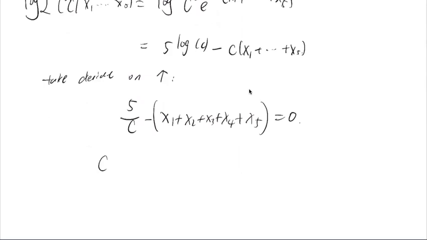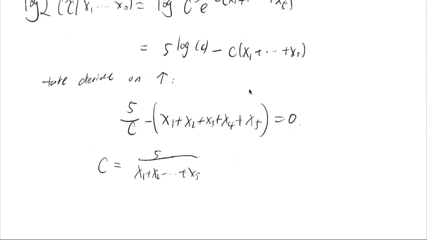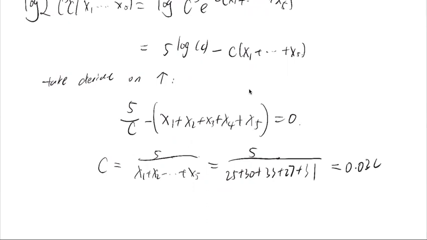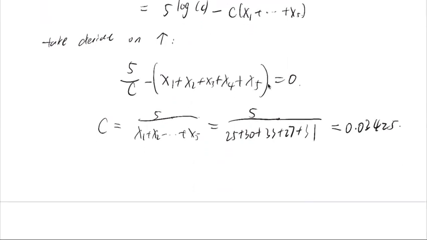So in this case, c equals 5 over (x1 plus x2 plus up to x5). We are given x1 through x5 in the question: 25 plus 30 plus 33 plus 27 plus 31. This gives us a result of 0.03425, which is the maximum likelihood estimate for this specific distribution.